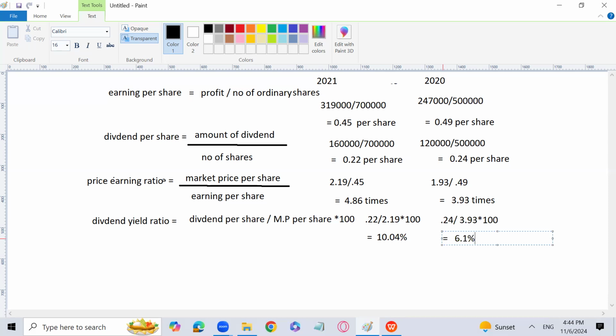I didn't understand that. Because the market price per share has increased, but the dividend has not increased to that extent, the dividend yield ratio has increased. Let me check it actually. Divided by 2.19, times 100. Yes, okay, you are right. So 6.1% and 10.04%. So we calculated that. Earlier it was the first ratio.